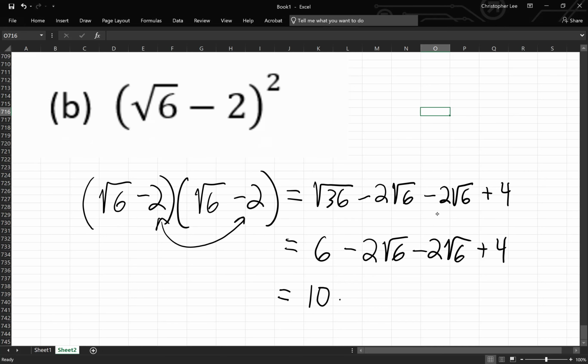Four. Minus 4 square root 6. Perfect. And that's it. Just add them together. Any questions on this? Anybody?